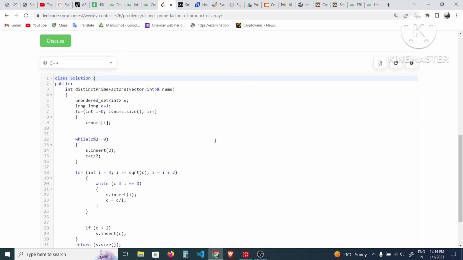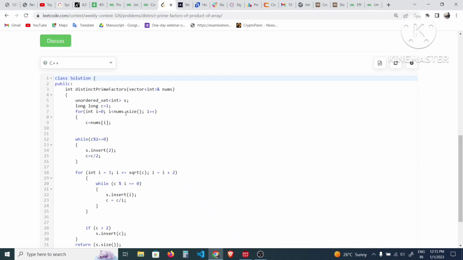Then I thought to take the prime factors of each number individually and store them in a set, and you know that a set stores only unique numbers. So from here you can get the unique factors, and then return the size of this unordered set. One thing is that if you use unordered map instead of unordered set, then the code will run faster. I have checked that. Previously I submitted with unordered map, and it was faster than the unordered set.